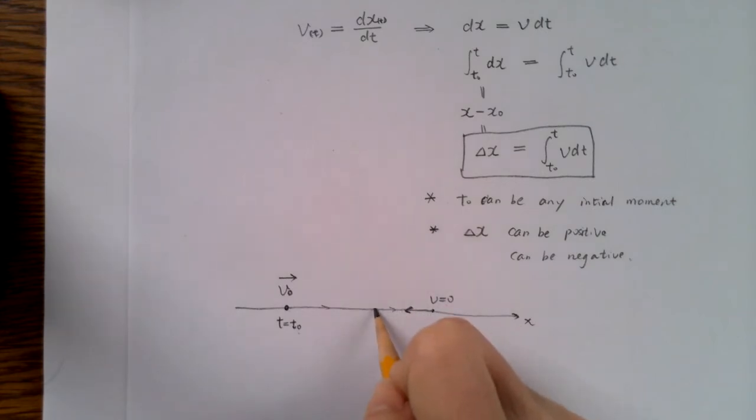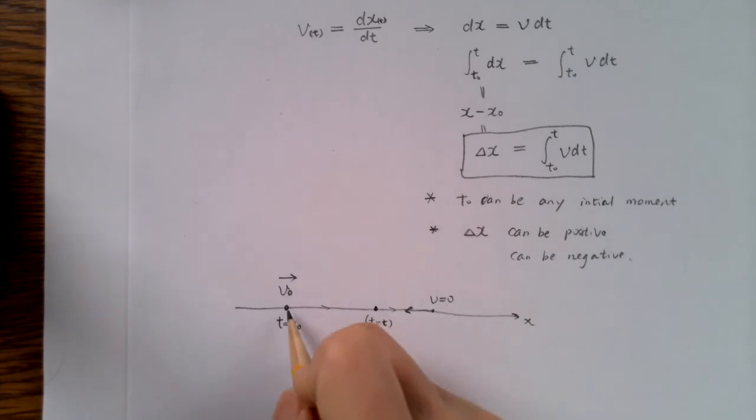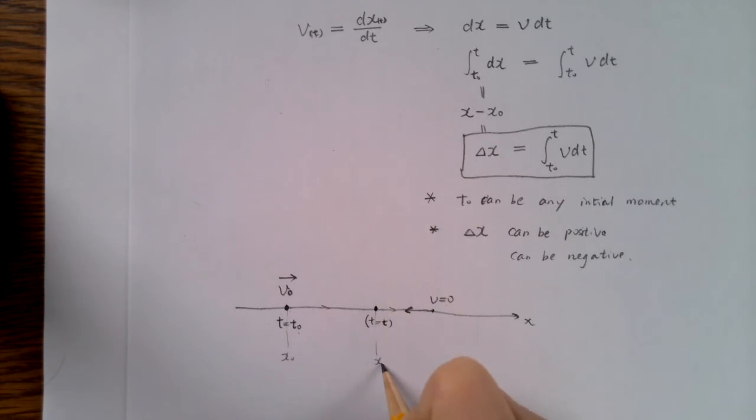So suppose that will be the last moment, t equals t. So my last moment right here, final moment here, and this is where the object is. This is its final position. So it's initial position here, this is x sub 0, and this final position is x.